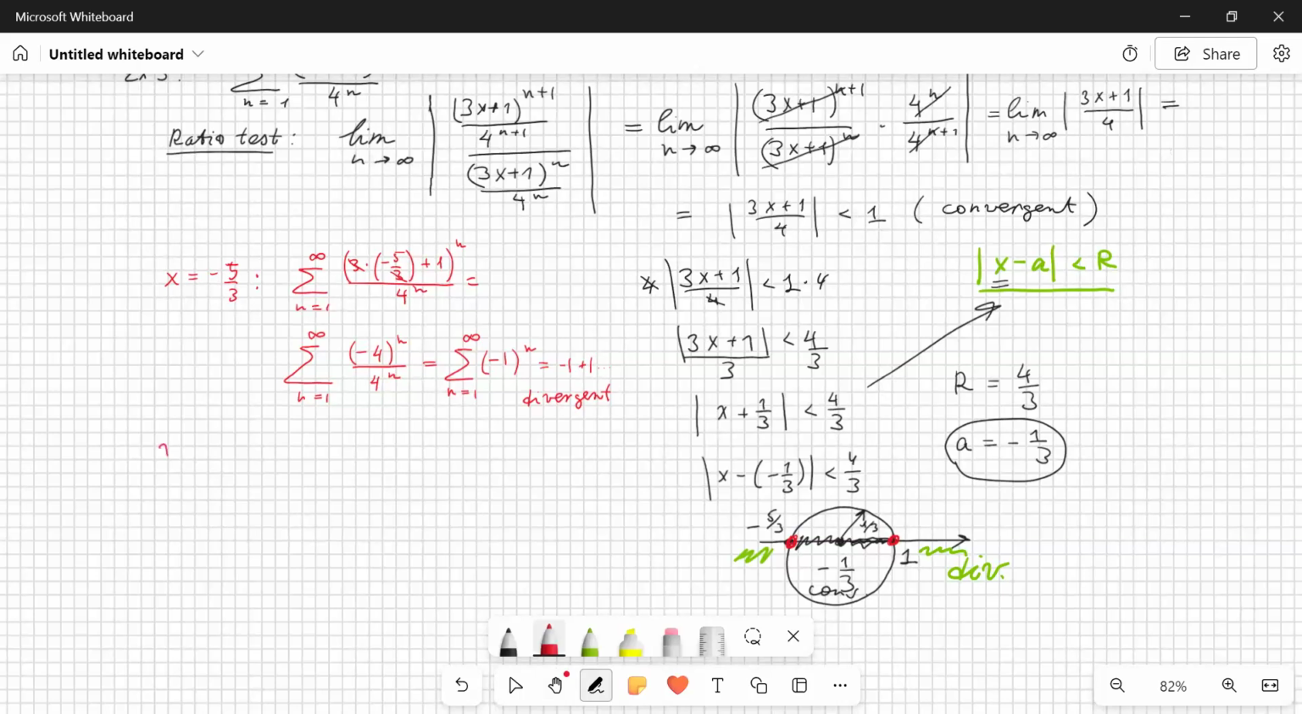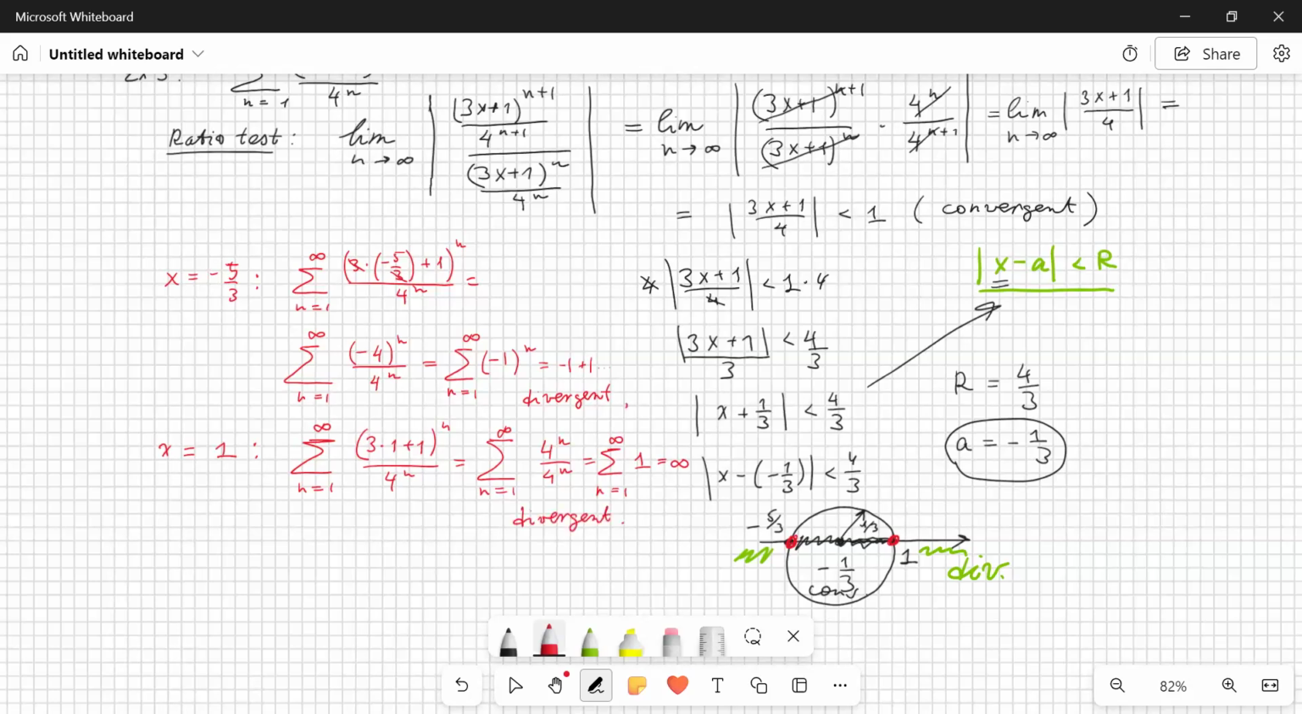Let's check the other endpoint. x equals what? Not 1 over 3, just 1. Right? So what do we have? The sum from n equals 1 to infinity of (3 times 1 plus 1) to the power of n over 4 to the power of n. Well, 3 times 1 is 3, plus 1 is 4, and 4 to the power of n over 4 to the power of n from 1 to infinity is going to give me a sum of ones. We know that a sum of infinitely many ones is going to give us infinity. Also divergent.